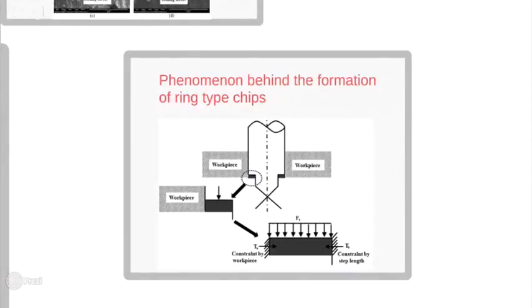That additional stiffness and rigidity is beneficial for us. Why is it beneficial? Because that piece will be removed from the material, and it will be made into a metal piece. That's why we have ring type chip formation.